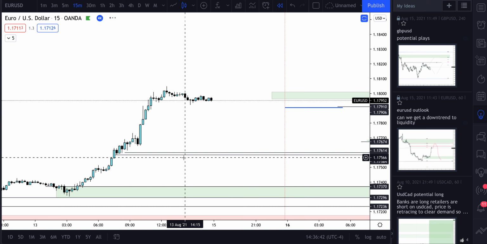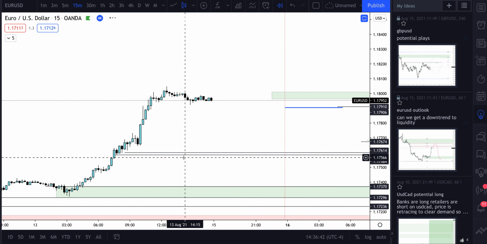This is basically how the week approached for me. I saw the market reacted off of this 4-hour supply, and I actually posted the idea right here, but I was expecting the market to go a little higher before dropping, which it didn't do. It went ahead and just went straight down.